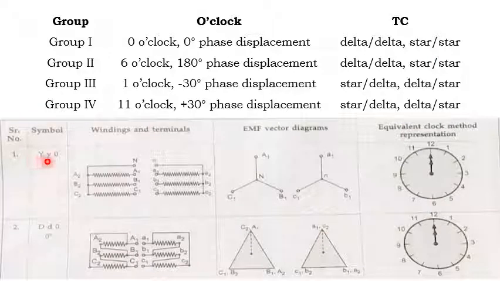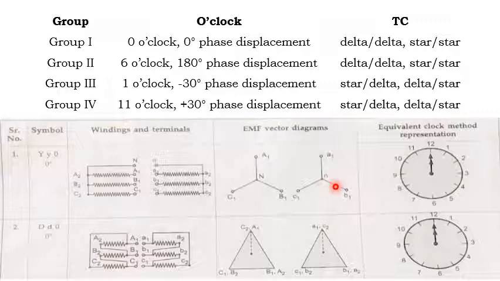So first this is star star 0. 0 means 0 o'clock, 0 phase difference, that is 0 degree. See the winding and terminals. This is HV, and this is LV. So HV is star, and LV is also star. Capital N is the HV side neutral point, and small n is the LV side neutral point. In its vector diagram, all the phase voltages are shown here: VAB, VBC, VCA, and similarly small ab, small bc, small ca. Both have a phase difference of 120 degrees from each other.